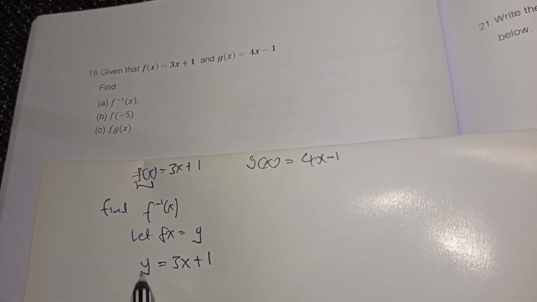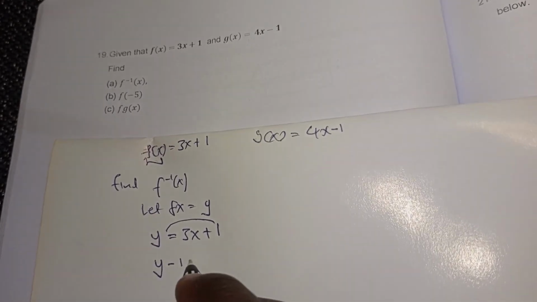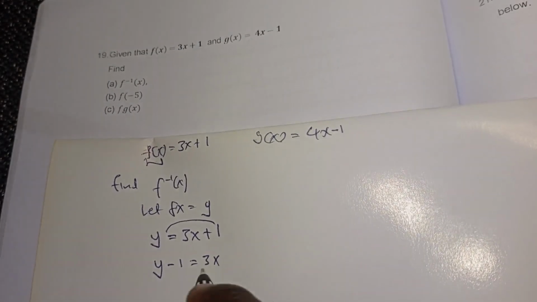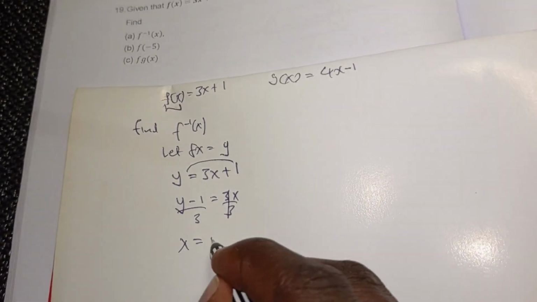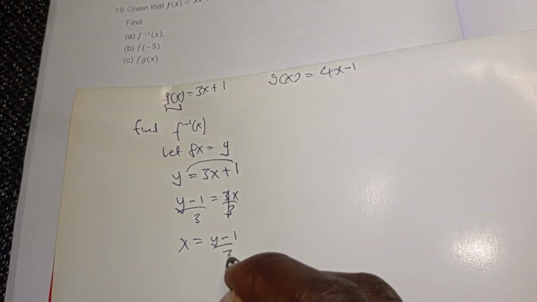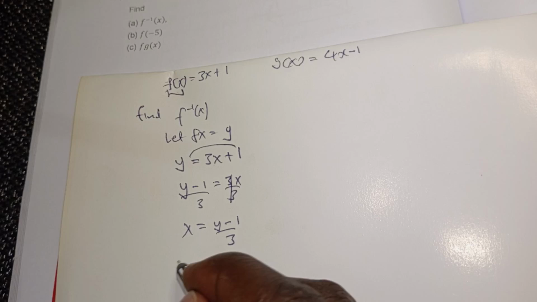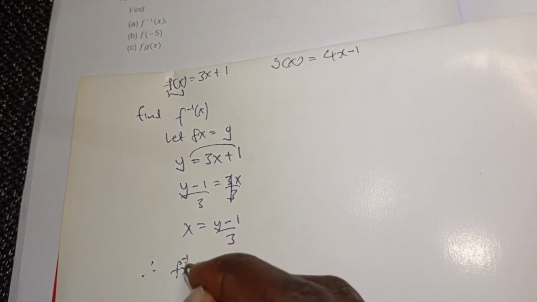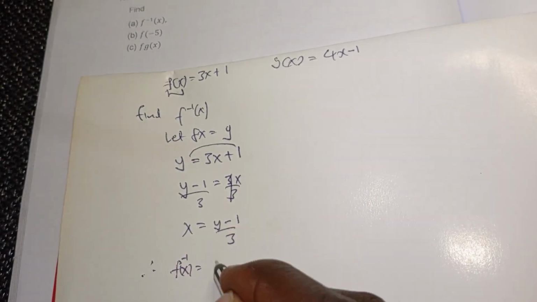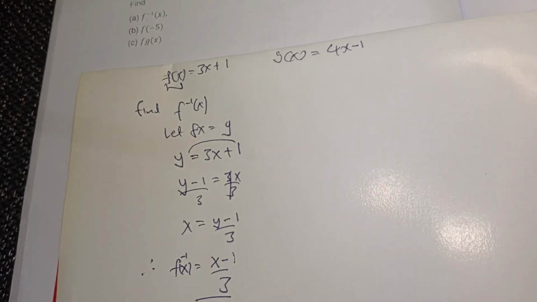Then we make x the subject of the formula. We can take the 1 this side. y minus 1 is equal to 3x, over 3, over 3. Therefore x is equal to y minus 1 over 3. So once we've reached here, you can take back now. You say therefore the inverse function is, you replace y here, x minus 1 over 3. That's how we find it.